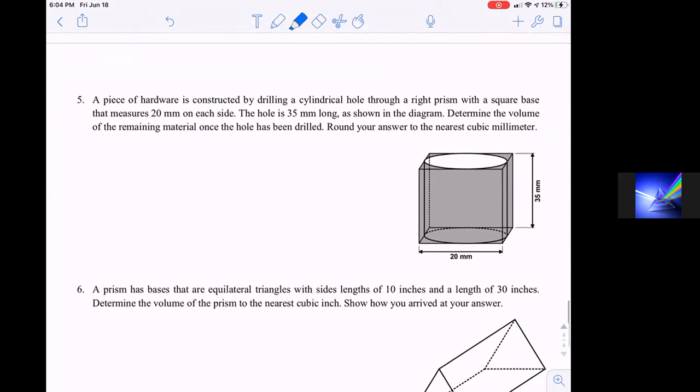Number 5. A piece of hardware is constructed by drilling a cylindrical hole through a right prism with a square base that measures 20 millimeters on each side. The hole is 35 millimeters long as shown in the diagram. Determine the volume of the remaining material.